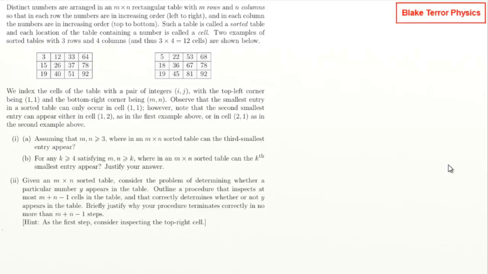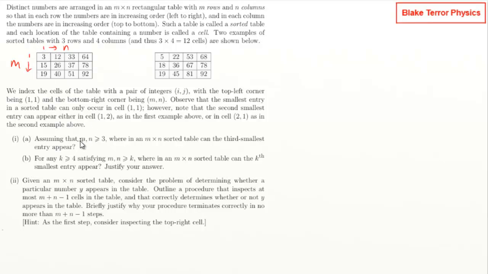Two examples of sorted tables with 3 rows and 4 columns, thus 12 cells, are shown below. So this is m rows, so that's m in that direction, and that's n for columns. And we're going low to high, left to right, and low to high, top to bottom. We index the cells of the table with a pair of integers i, j, top left corner being 1, 1. So that's 1, 1, and then we're going up from there.